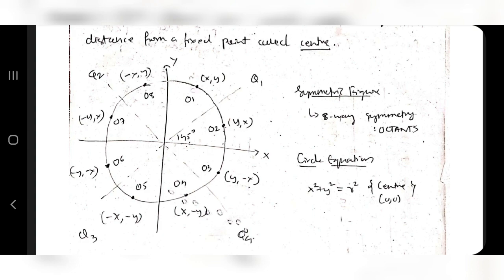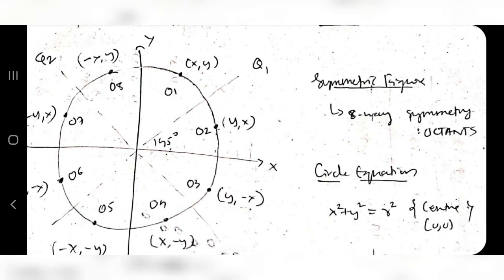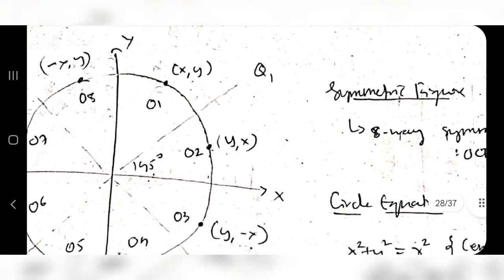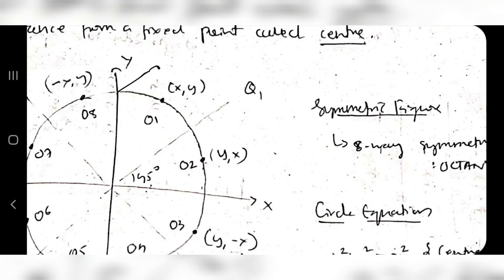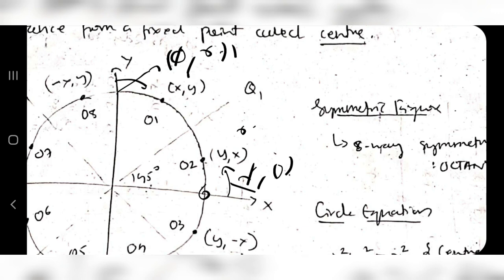If you see the x and y values, if I take a point x comma y, the symmetric point will be y comma x, right? For example, if the radius is r, this point is 0 comma r, and what will be this point? r comma 0. In the same way, if I come here like 1 degree, this will be 1 comma r minus 1, and this will be r minus 1 comma 1. So it is the same as the y value coming here and the x value coming here.